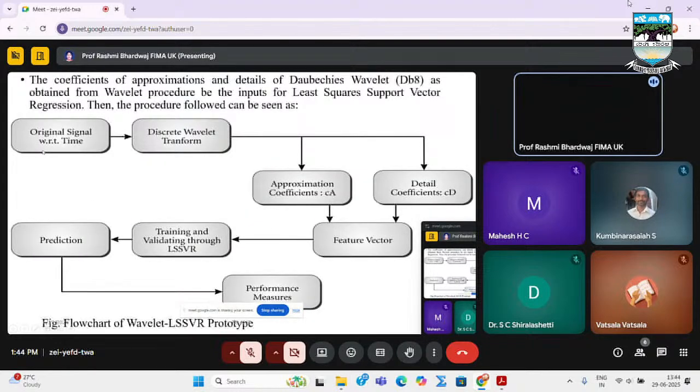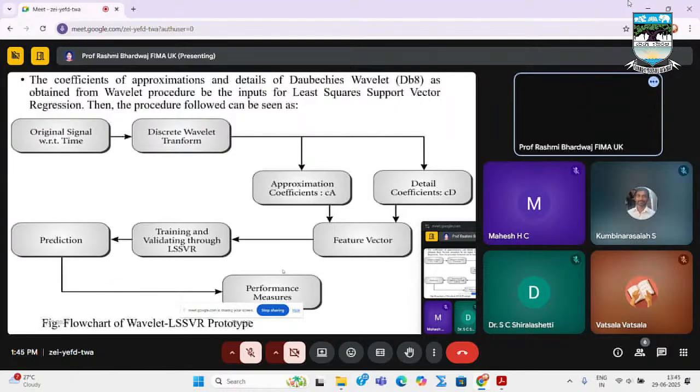So in short, we have the original signal with respect to time. Apply the discrete wavelet transform to find the approximate coefficient, CA, and the detailed coefficient. From these two, we extract the vector, or the features of that vector. Then whatever information we got, we train and validate using least square support vector regression. Using that, we predict the future, and then we calculate the performance measure to find out whether whatever we are doing is error free or contains error.